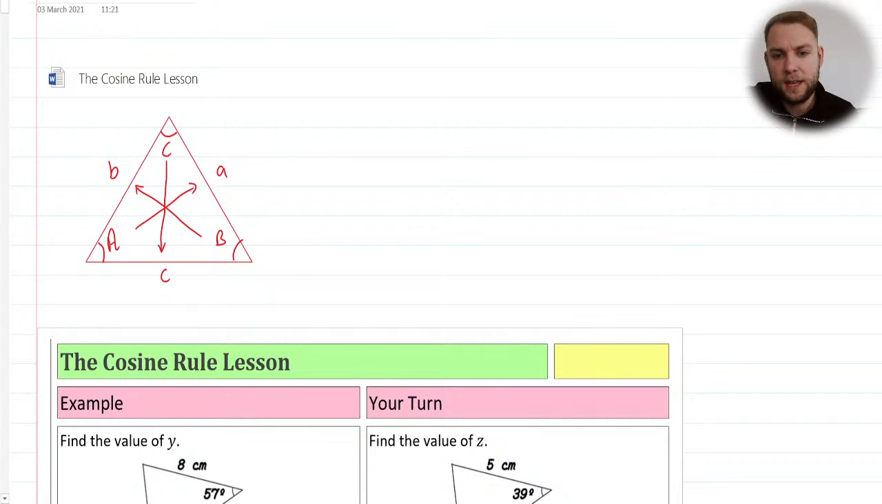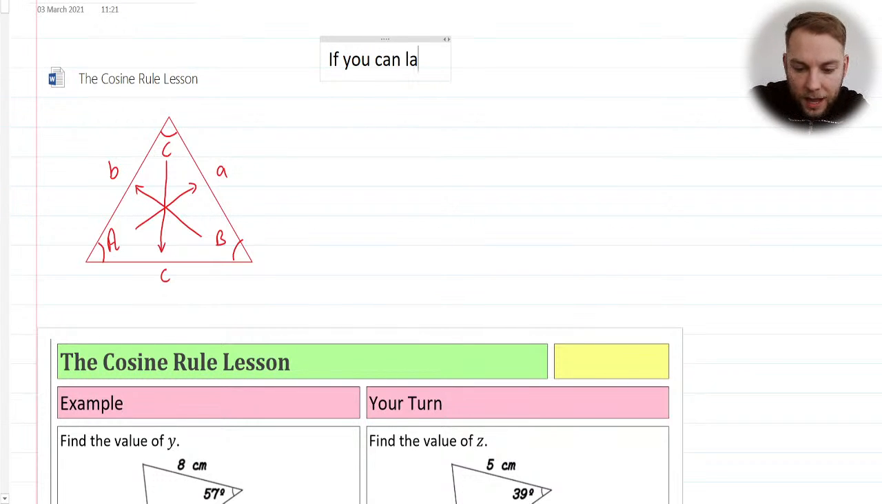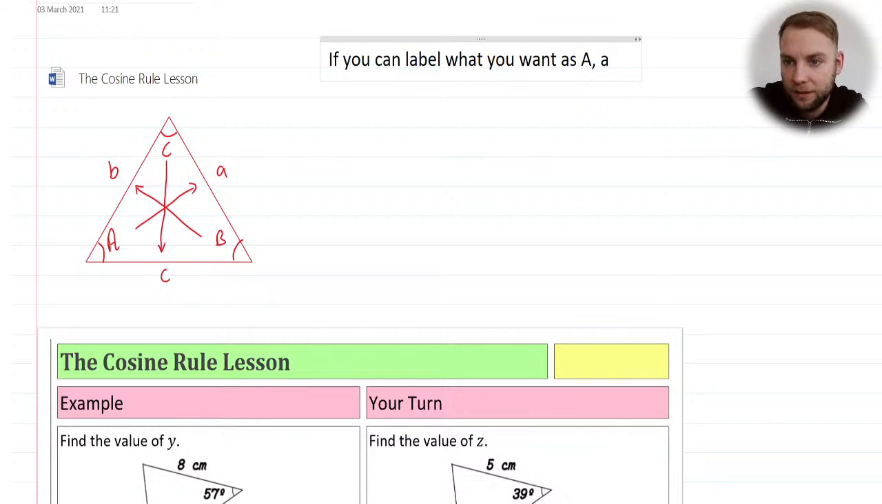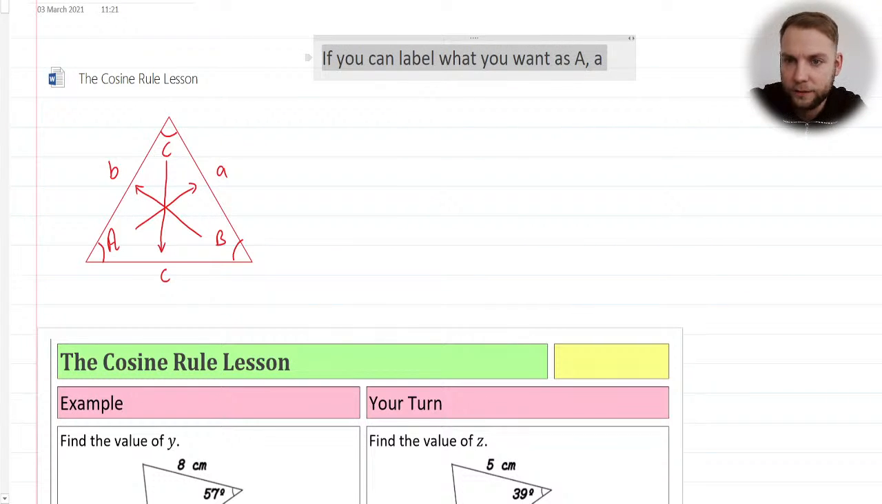Okay? There's a few little hints, wasn't there? So, label, if you can, label what you need as capital A or big A. Okay, we did that yesterday. It's exactly the same for this one.